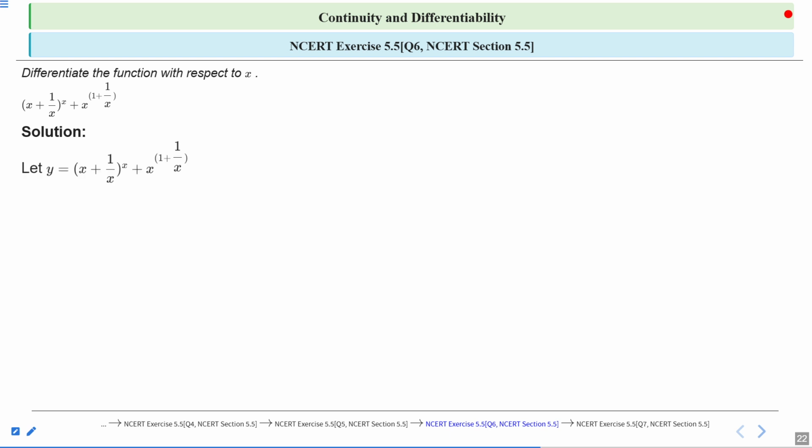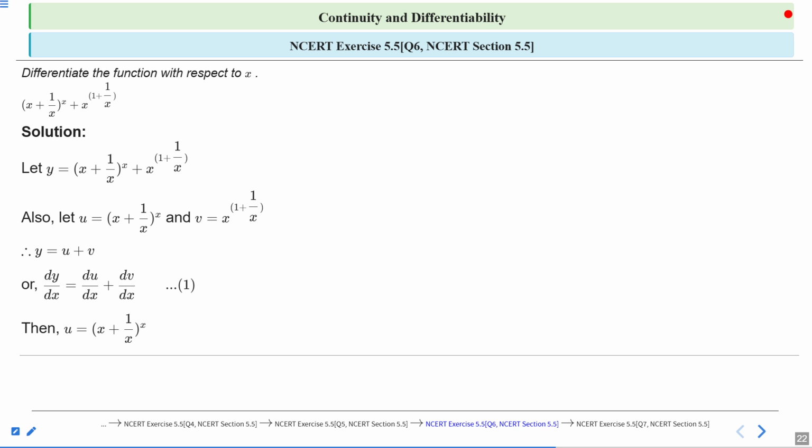Let y be equal to (x + 1/x)^x + x^(1 + 1/x), right? Also let u be equal to (x + 1/x)^x and v be equal to x^(1 + 1/x). Therefore y is equal to u plus v, or dy/dx is equal to du/dx plus dv/dx. Let us assume this as equation 1, right?